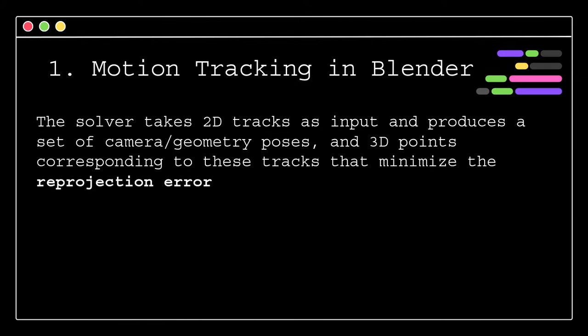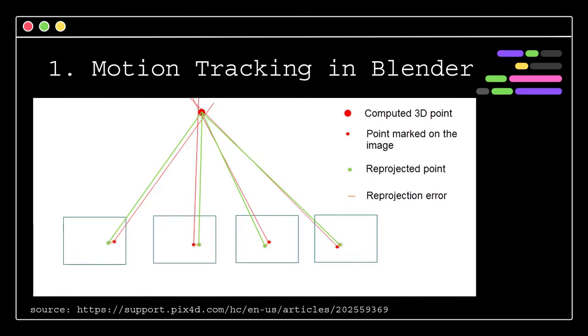Then the motion tracking solver takes those 2D tracks and tries to find the best explanation for them in 3D space. Specifically, it estimates camera or object poses, depending on what you're tracking, alongside 3D point positions in a way that minimizes reprojection error. Reprojection error is a term that we'll be using a lot in the next slides. This diagram shows an example of what we're talking about.